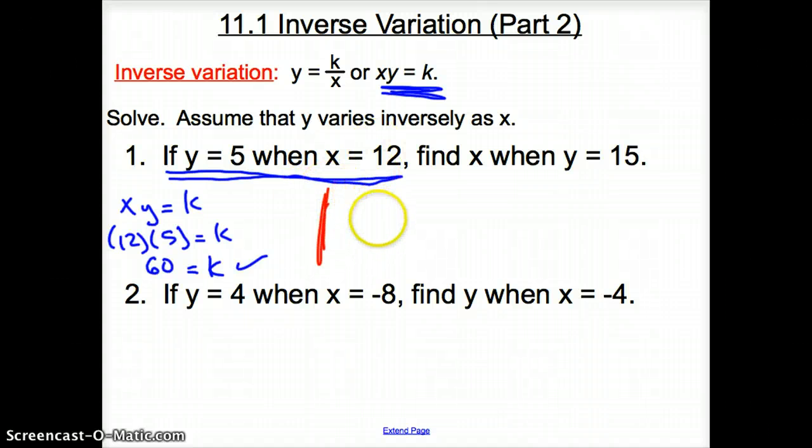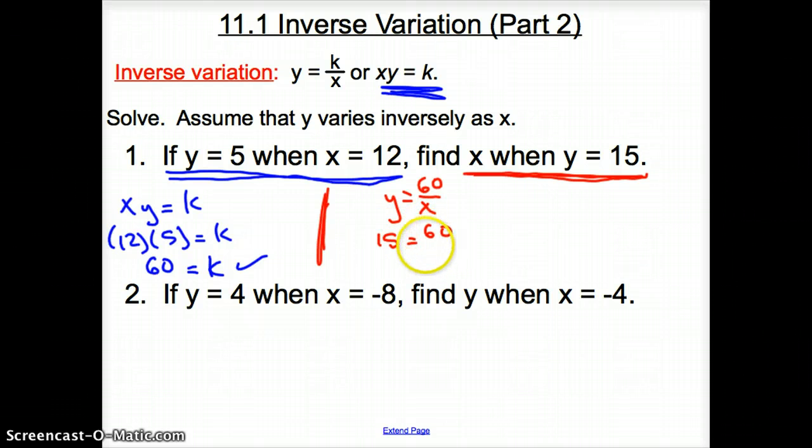Now for the next part, we have to write our equation. So y equals k over x, and k is 60. So it's going to be 60 over x. Now I'm going to find x when y is 15. So what is y? Y is 15. That's going to equal 60 over x. Now how do I solve for x? Well, what's this look like? What if I put a 1 right there? Now what does it look like?